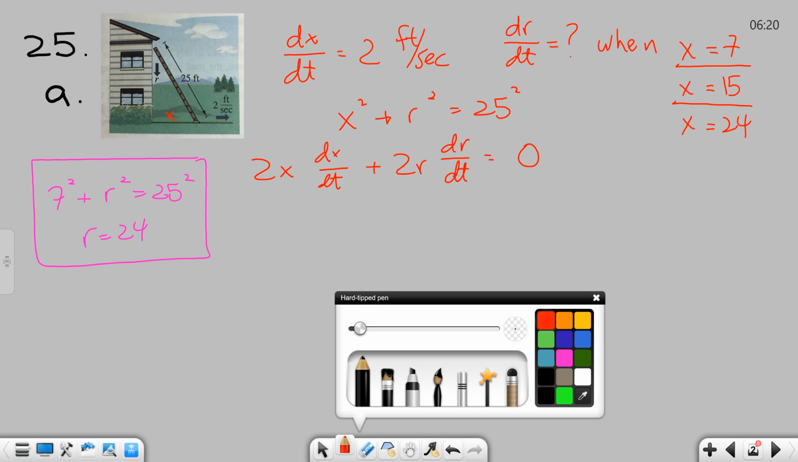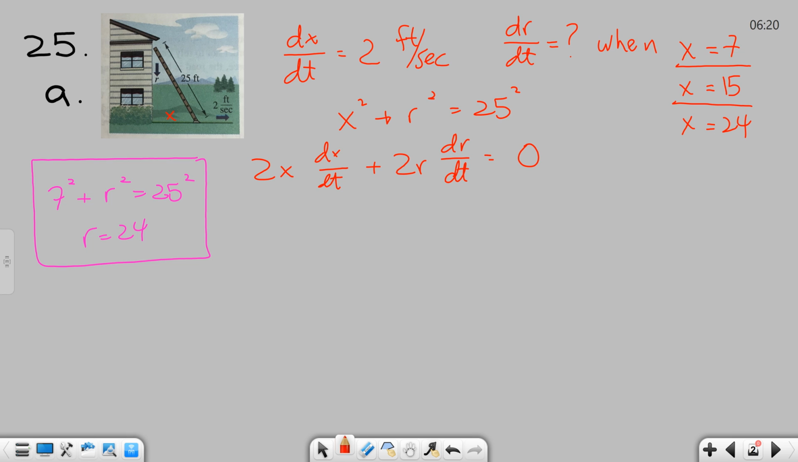Okay. Now I should be good to go. I should know all the information that I need for this problem. It's a matter of plugging and chugging. I get, let's see, 2 times 7, and dx/dt is 2. Notice that 2 is a positive value because x is getting bigger as the problem goes on. 2 times r, the length r is 24, and we're looking for dr/dt. And the 0 is still the 0 there.